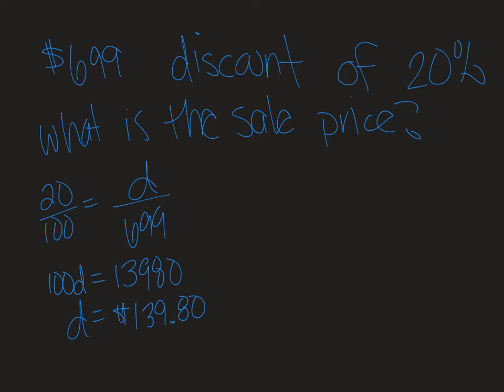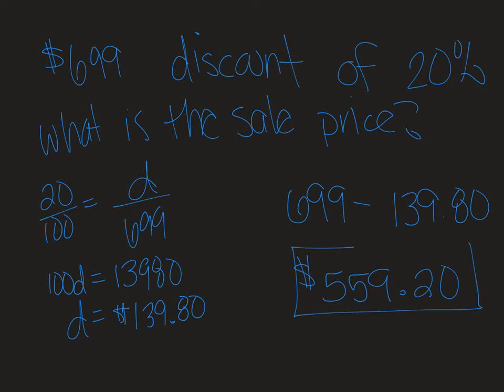So if I'm looking for what is the sell price, then I need to do the original price minus the discount amount to get my sell price. So $6.99 minus 139.80, and that gives you 559.20. So that's our sell price.